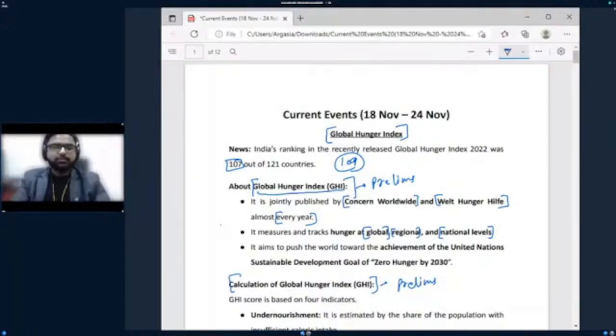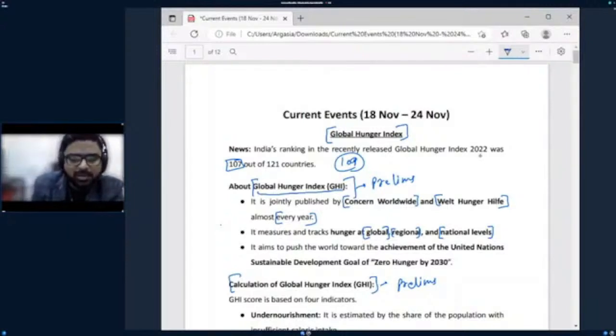It evaluates a nation's problem of hunger at 3 levels: global, regional, and national. And it also aims to push the world towards the Sustainable Development Goal of zero hunger by 2040. Okay, SDG. Everyone, please remember the 17 goals of the SDGs.